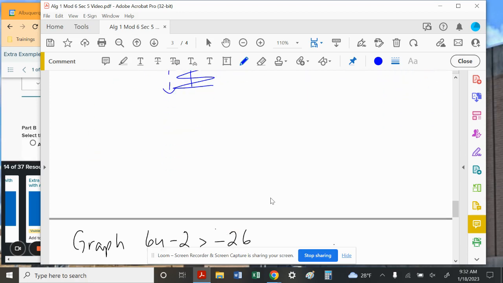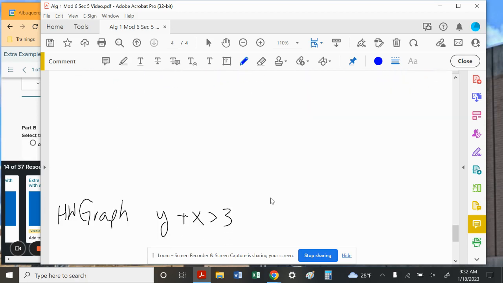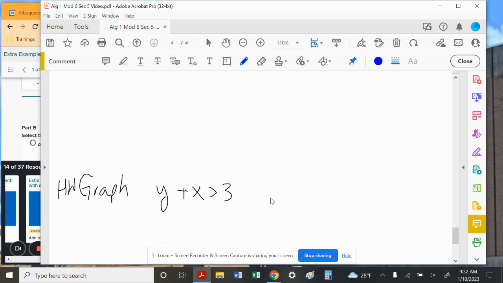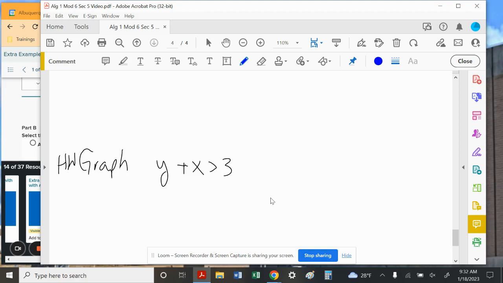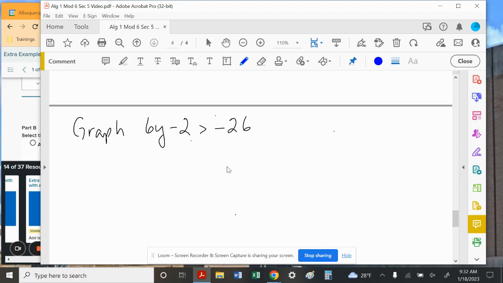Okay, then I'm going to do one more homework problem. So now I have y plus x is greater than 3. And by the way, this was an example problem. Notice there's only a y there. So what's this going to look like? I'll just at least write it down. That's going to be a horizontal line.